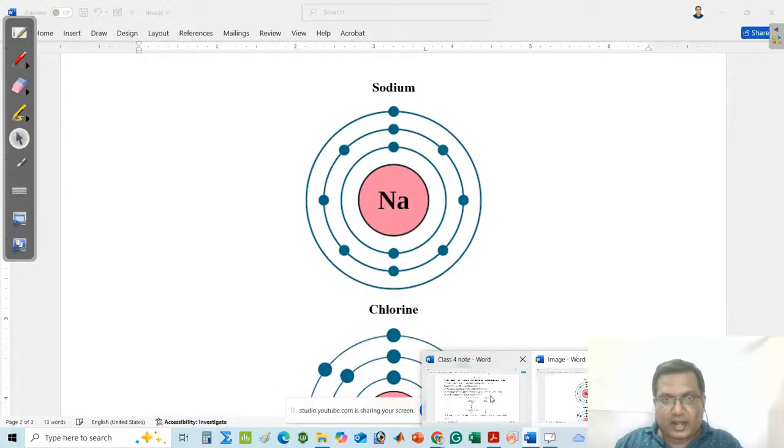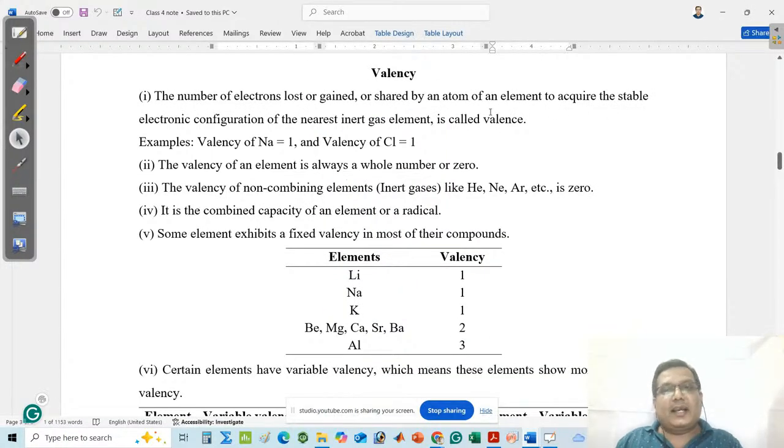That means here I can say that every element has a tendency to acquire the nearest noble gas configuration, that is, a stable electronic configuration. For this purpose, every element has a different way to achieve the stable electronic configuration. First, they can gain an electron from the nearest atom, or they can lose their electron to the nearest atom, or they can share the electron with the nearest atom.